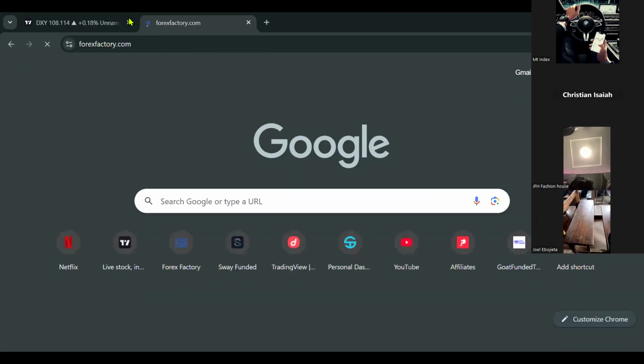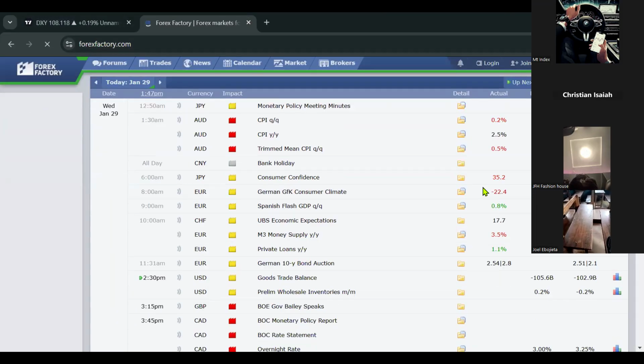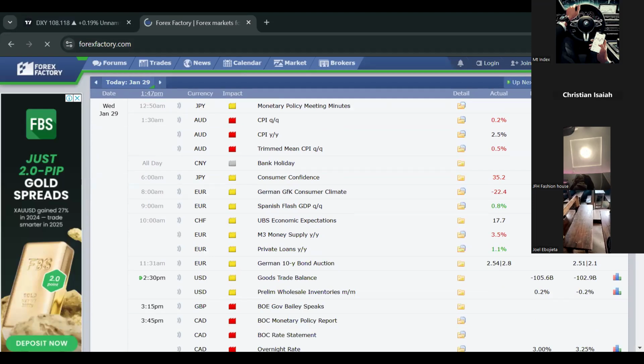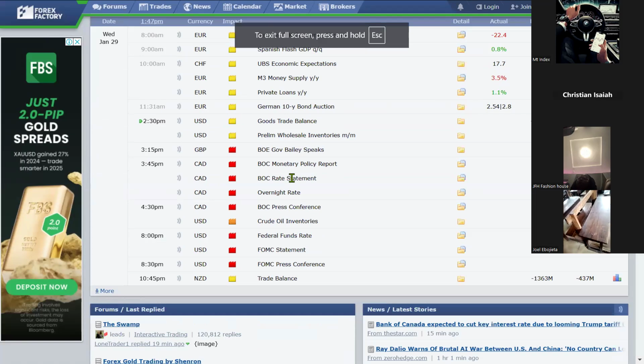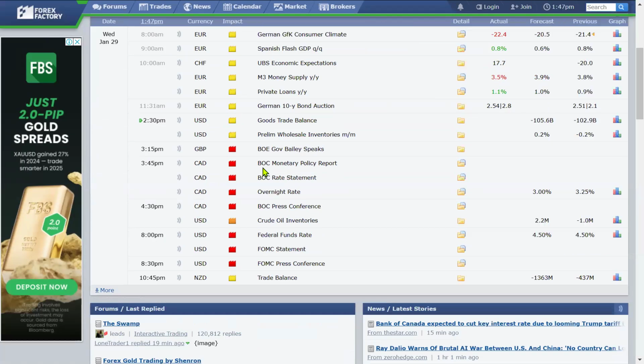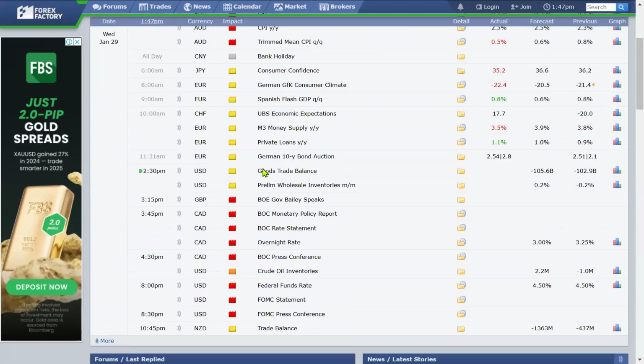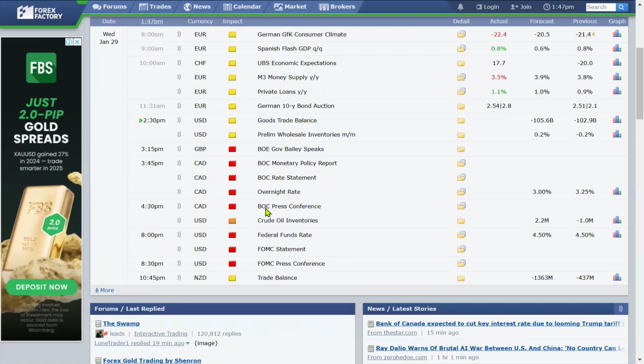Today let's start by taking a look at the economic calendar on forexfactory.com. And you can see clearly that today we have an underlying FOMC news release coming up around 8 p.m. GMT +1.